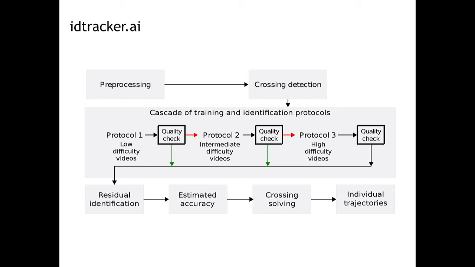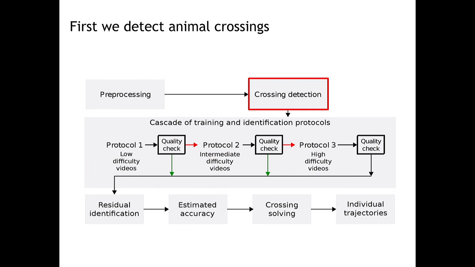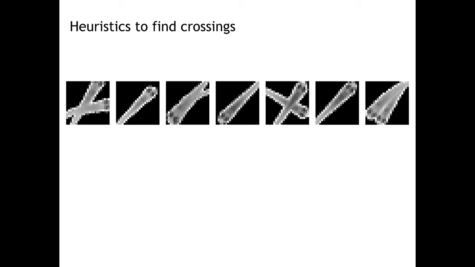Okay, so the core of our tracking system is really here. It's a quality check procedure to gather together many training images, and I will run you through it so you can modify it by yourself for your needs. So after the pre-processing I told you, we have a crossing detector. What is a crossing detector? It's another network that finds in the video when two animals are crossing. We have some heuristics to find some of these crossings, basically based on the number of pixels in the blob, whether they're going to form two blobs afterwards, or they come from two blobs in the past. And then we have this as training data sets for crossings.